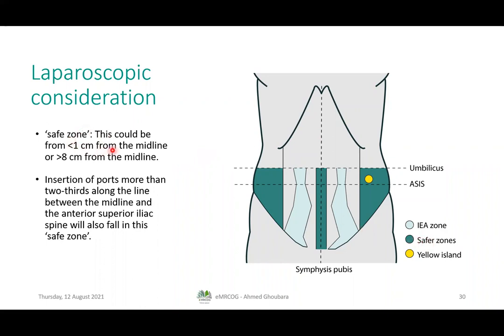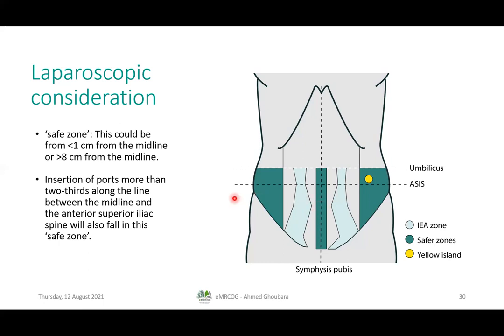To put in the trocar, it should be less than 1 centimeter from the midline or more than 8 centimeters from the midline. Can you see this picture? We have some gray color, some light green and dark green. This light green is very dangerous. It should be colored in red, by the way. This is the course of the inferior epigastric, this light green thing. As you can see, there's variation of the course of the inferior epigastric, but in the middle of the abdomen it comes close to the midline.